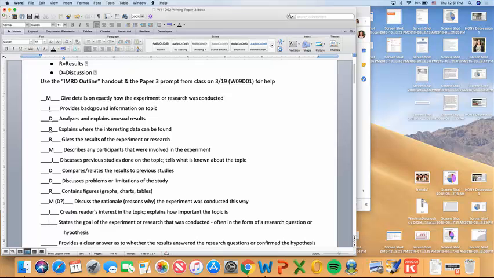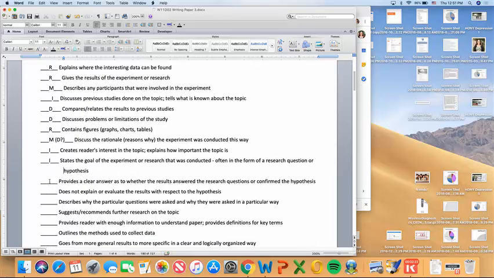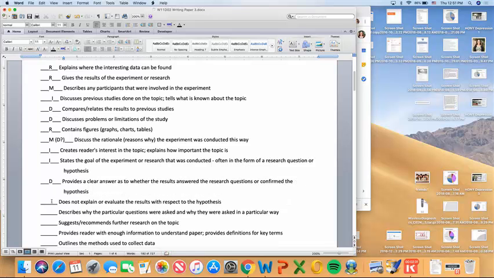Introduction, yes. And then how about states the goal of the experiment or research that was conducted, often in the form of a research question or hypothesis. Igor? Also introduction? Yes, great. And then how about Natalie? Provides a clear answer as to whether the results answered the research question or confirmed the hypothesis. D, yes, discussion. All right. And then does not explain or evaluate the results with respect to the hypothesis. How about Mark?